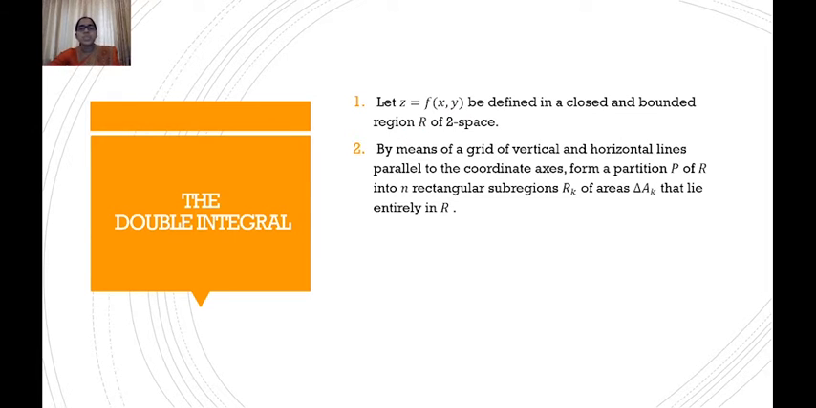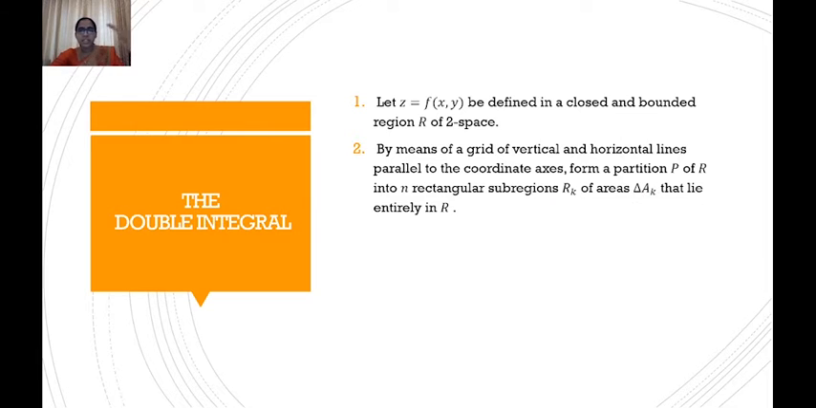By means of vertical and horizontal lines which are parallel to the coordinate axes, the x-axis and y-axis, we will form a grid, just like a graph paper. Parallel to the coordinate axes, we will form a partition of the region into n rectangular sub-regions Rk instead of subintervals, each of which has area delta Ak.